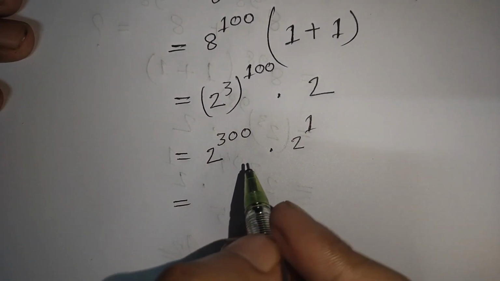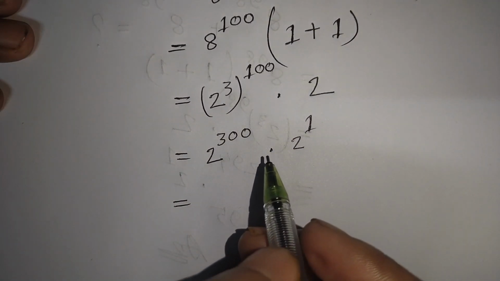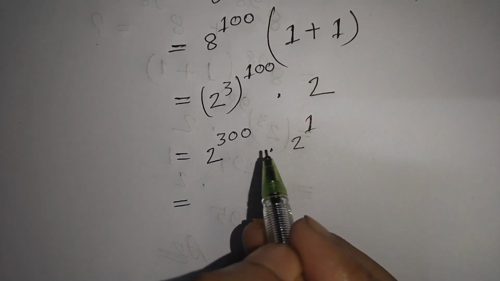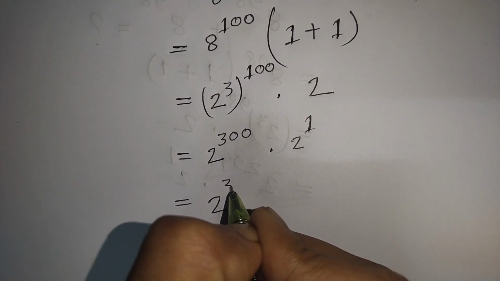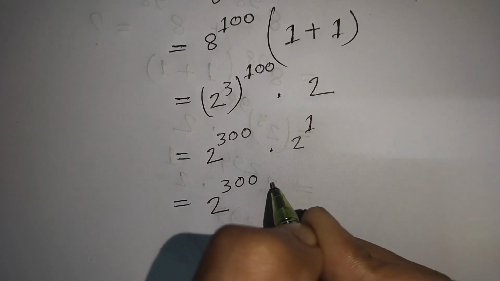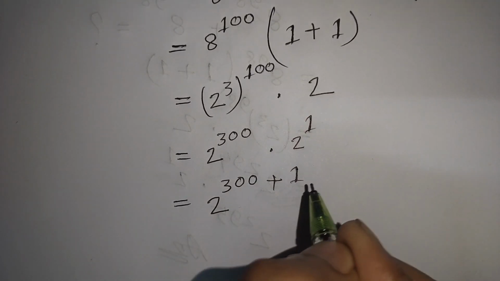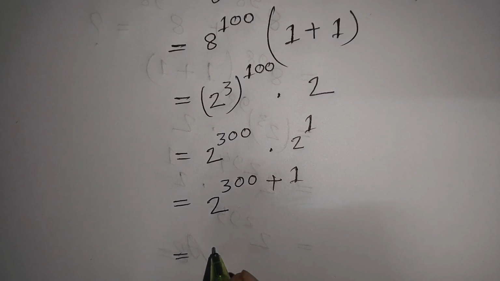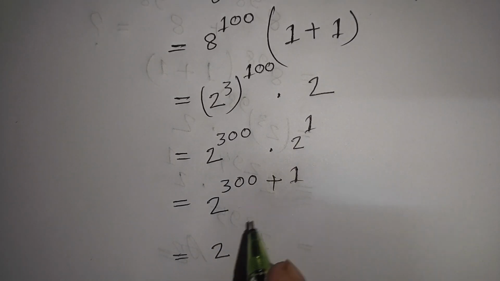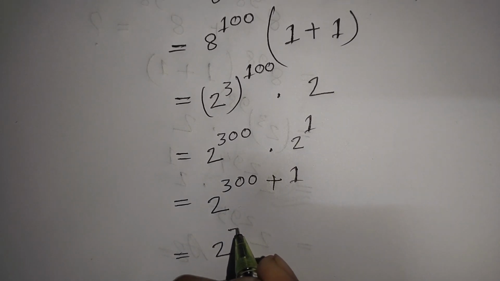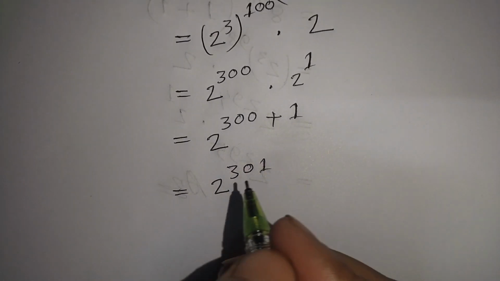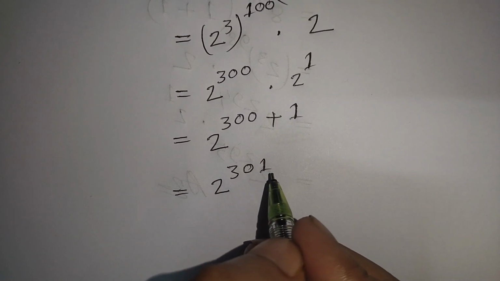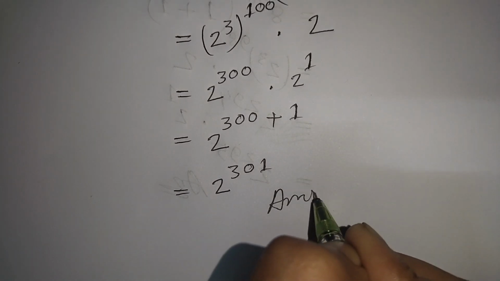Now we see that it is the same base but different powers. So you can write here 2 to the power 300 plus 1. That means it's 301. So 2 to the power 301 is the correct answer.